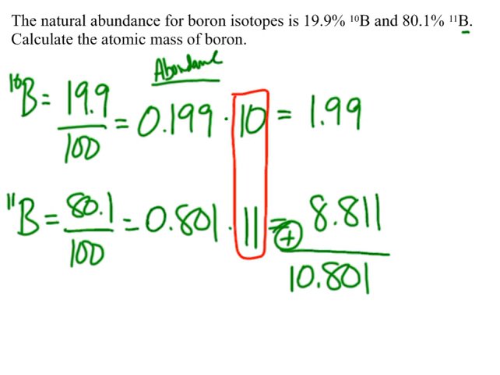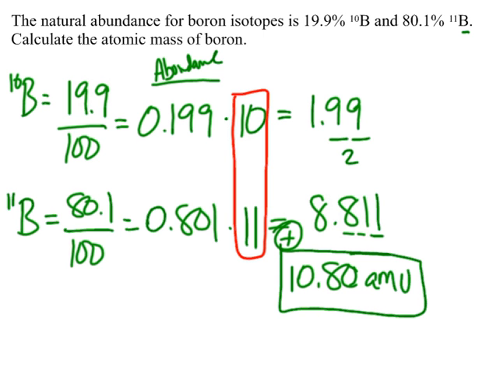10.801. Now remember, when it comes to adding with sig figs, whichever one has the least precise number. So I have 2 decimal places here, I have 3 decimal places there, which means my final answer needs to have only 2 decimal places. So my final answer, I'm going to get rid of this 1, and the average atomic mass is 10.80 AMUs. And that's it.